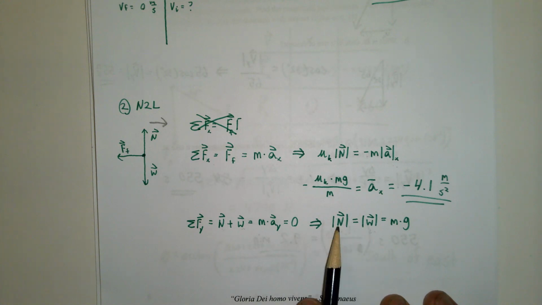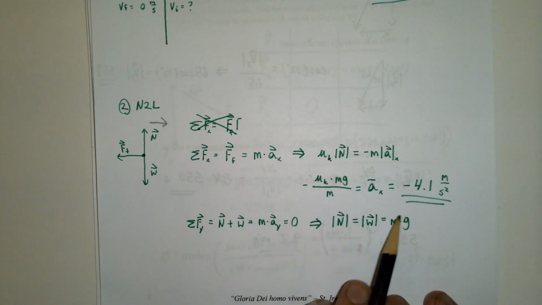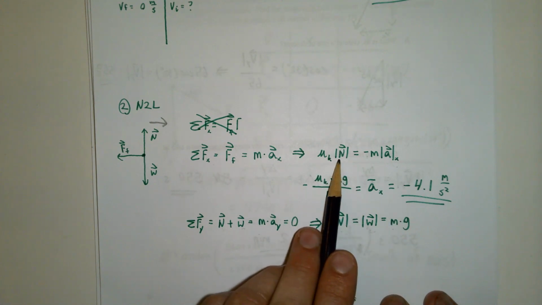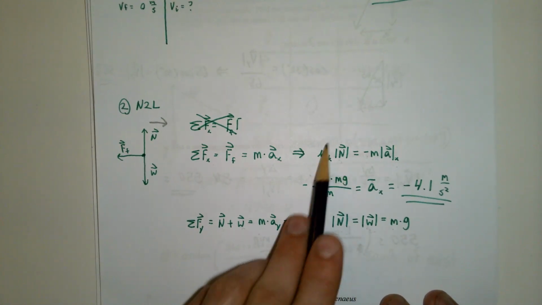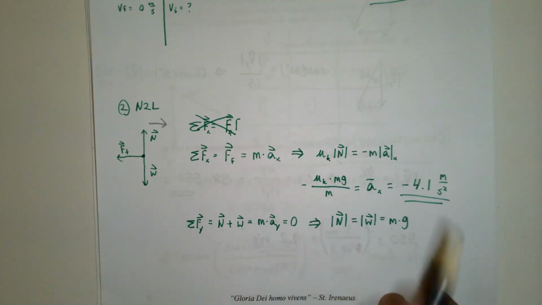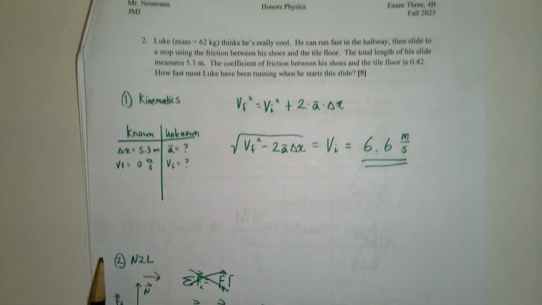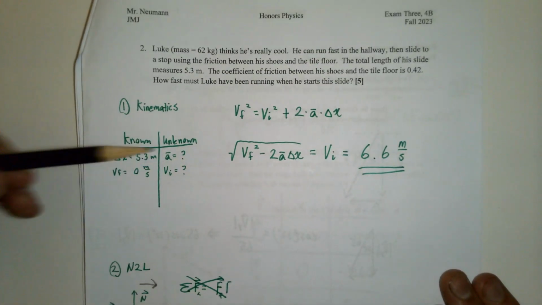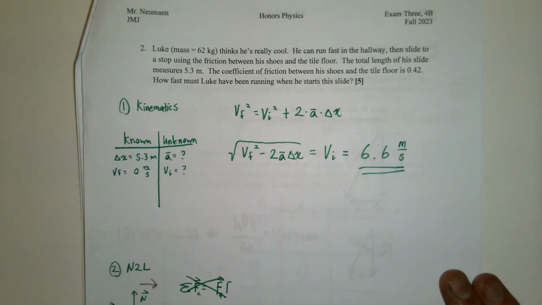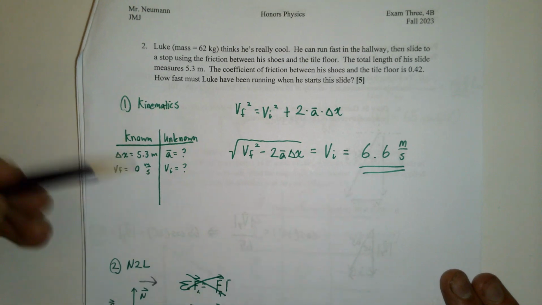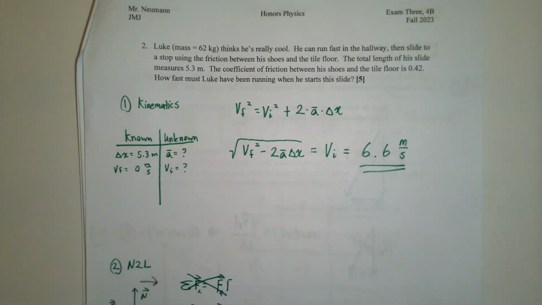If they're equal to each other, we know that the normal force is equal to weight. Weight is equal to mass times gravity. So this mass times gravity gets replaced into our normal force. So this divided by mass gives us our acceleration. Once we found our acceleration, we can return to kinematics. So now that we know acceleration, we need an equation that relates acceleration, final velocity, and the change in position. That is our third kinematics equation. Solving our third kinematics equation with what we know, we find that his initial velocity must have been 6.6 meters per second.